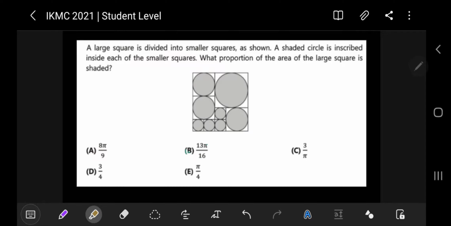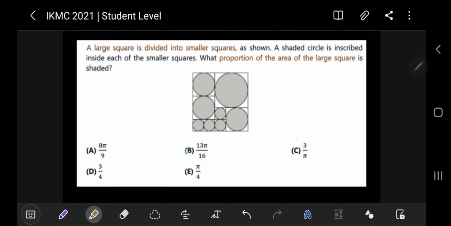Today in this video we will be starting with IKMC 2021 student level questions. So let's get started with this question. Now this question says that a large square is divided into smaller squares as shown. A shaded circle is inscribed inside each of the smaller squares. What proportion of the area of the large square is shaded?